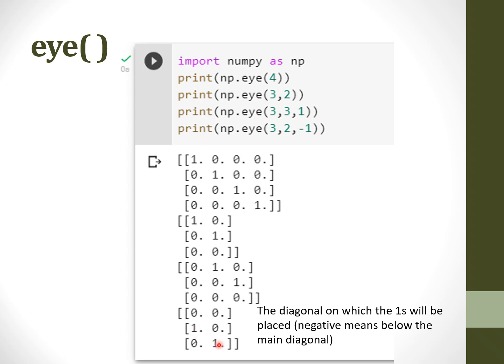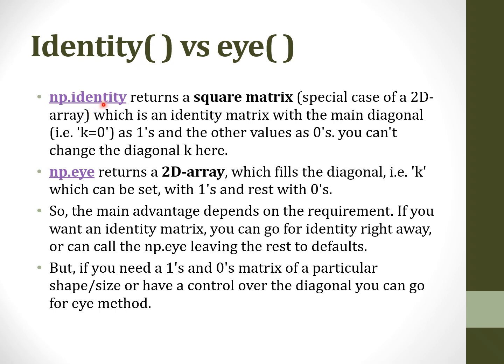One important difference you can find with respect to identity matrices: an identity matrix is always a square matrix, which means the number of rows and number of columns are always equal, and in the leading diagonal or main diagonal we have ones and the rest of the values will be filled with zeros. And also we cannot change the diagonal here, like we cannot set k equal to 1 or -1 as in the case of eye.